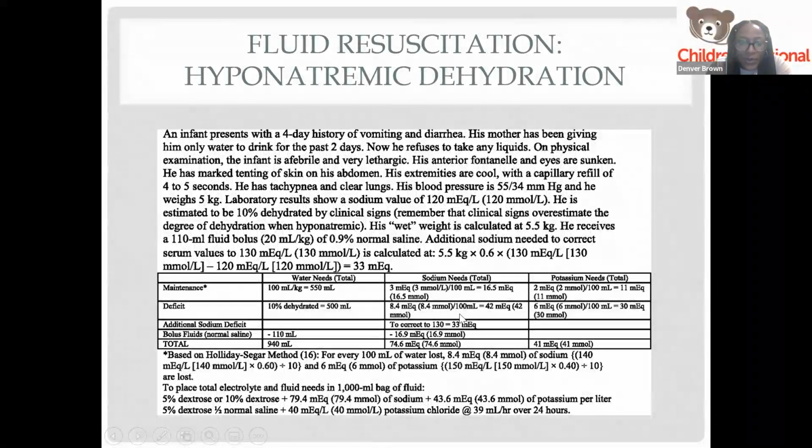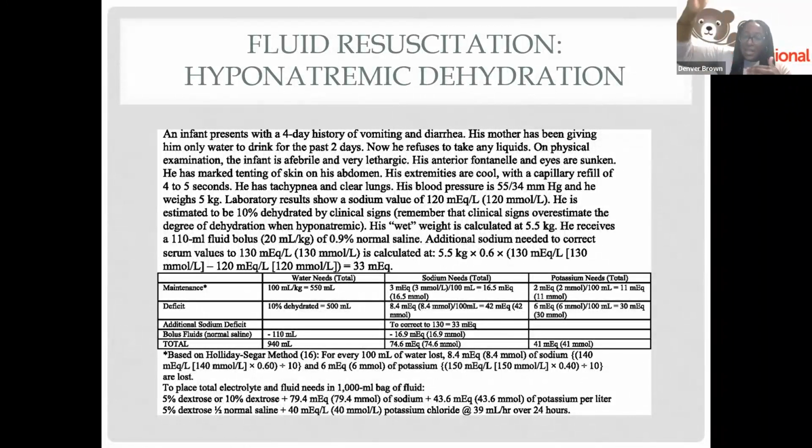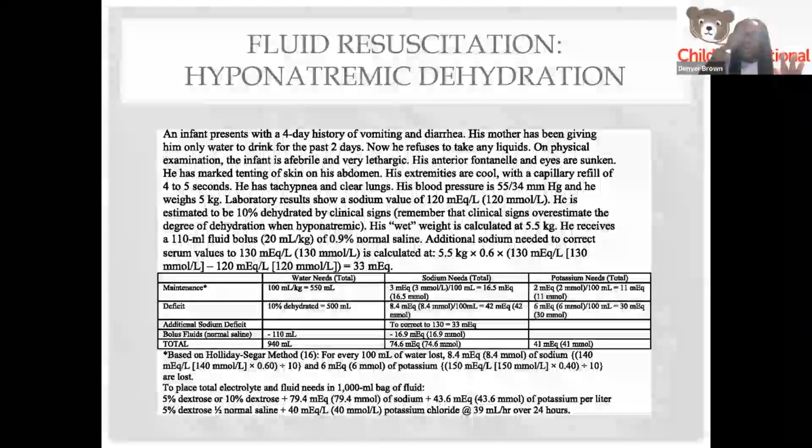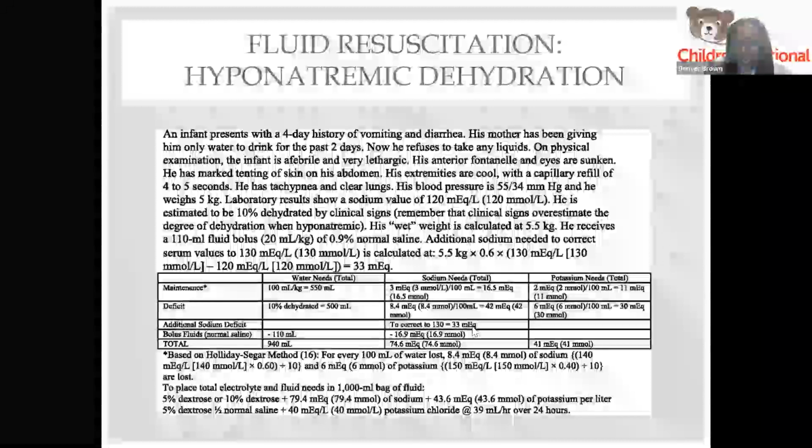In the second column, we have that first line, which is his maintenance sodium, what he needs just on an everyday basis. We have the amount of sodium that he's missing based on how dehydrated he is. That's that second line, and that's 42 milliequivalents, and it's based on his fluid deficit of 500 ml. And then we need additional sodium that we want to give this patient to get him from the 120 he is right now to the 130 tomorrow. And that's our 33 milliequivalents, the third line.